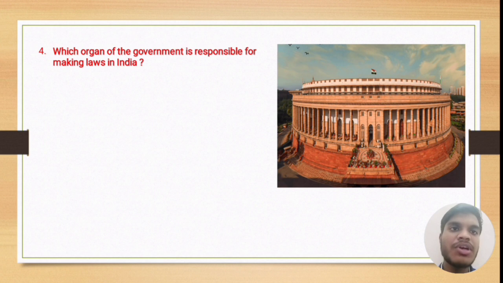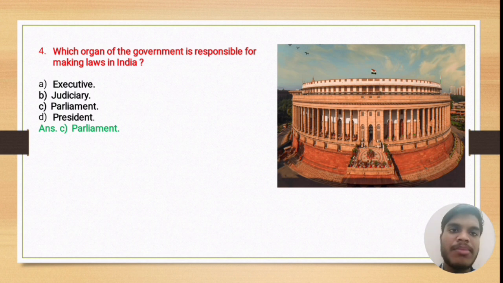Next, which organ of the government is responsible for making laws in India? Option A, executive. Option B, judiciary. Option C, parliament. Option D, president. And the answer is option C, parliament.